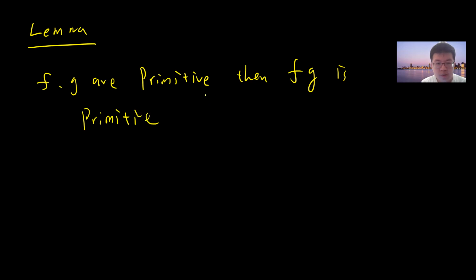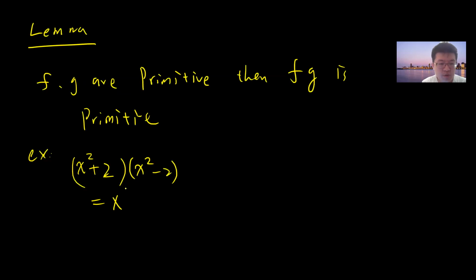Maybe we can make a simple example. You see x squared plus 2 is primitive because the GCD is 1, right? Times x squared minus 2, you get x4 minus 4. The coefficient GCD of 1 and minus 4 is also 1. So the product of any two primitive polynomials will be primitive. Okay, so let's talk about the proof.